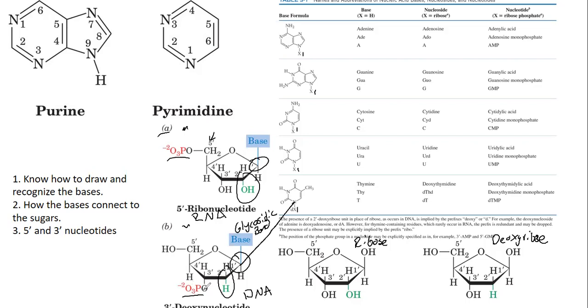This directionality matters a lot. Enzymes work in certain directions, so they can tell the directions. So that's what we need to know for our test one. So another good old memorization. Not too bad though. There's only 5 bases.